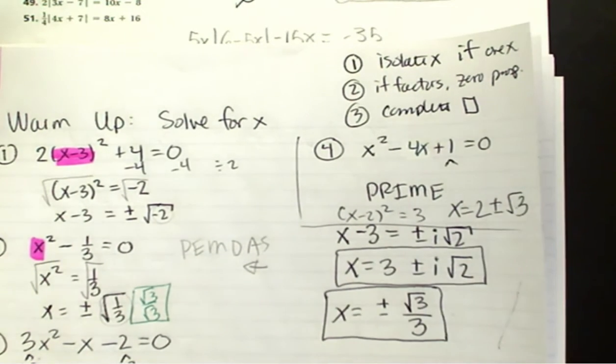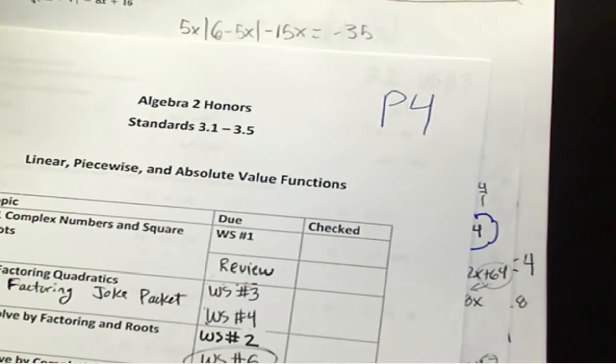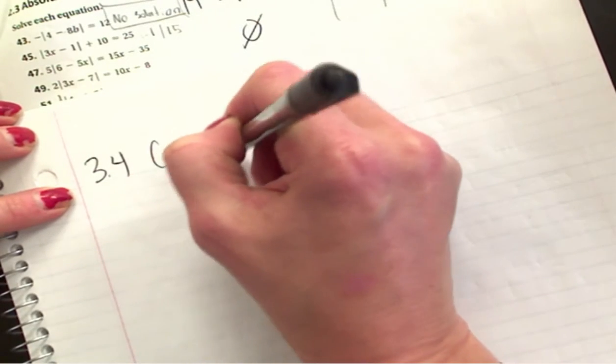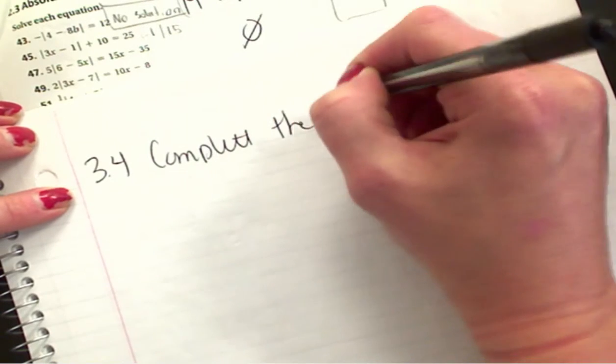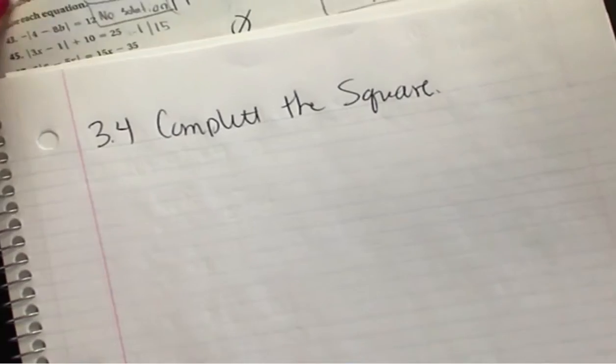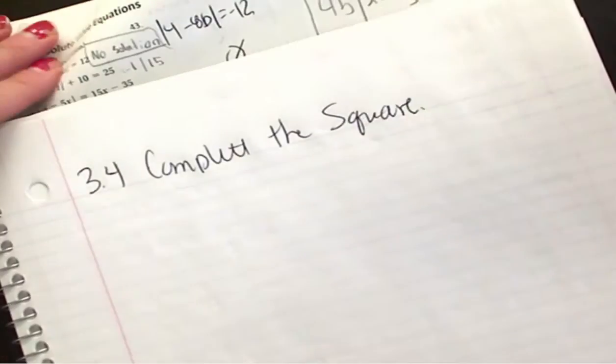2 plus or minus root 3. Okay, so here are your notes for today's lesson. 3.4. How do I complete the square? Okay.